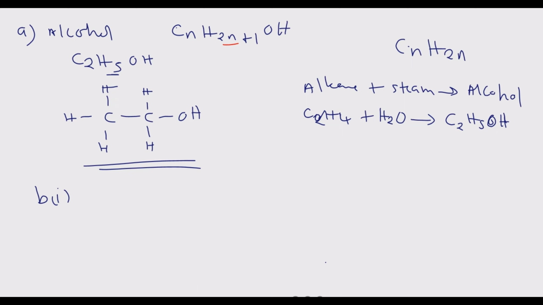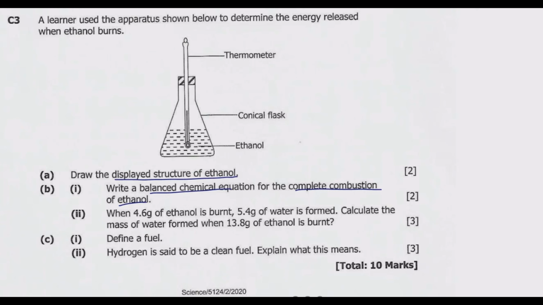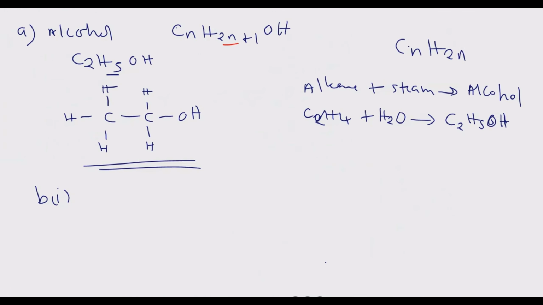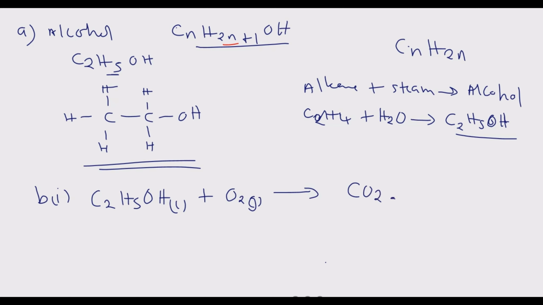So you burn alcohols in oxygen, which is plenty of air, and we get carbon dioxide and water. The formula for ethanol that we are burning is C2H5OH, which is a liquid. We burn it in plenty of air, which is oxygen gas, then we end up with carbon dioxide, which is gas, plus steam, which is water. So this is the equation that we are going to get.